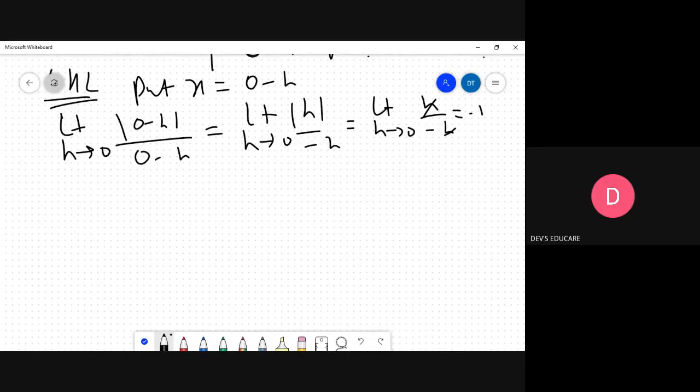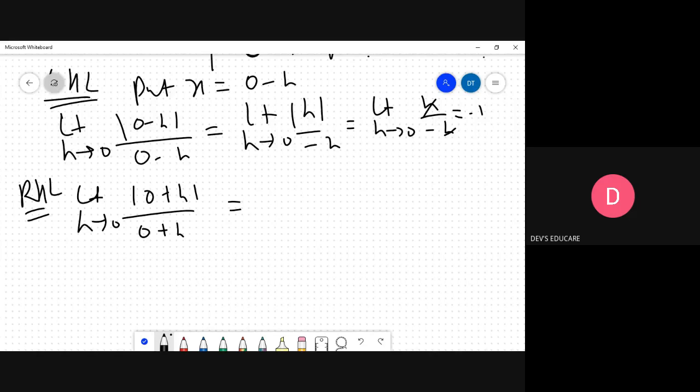And limit h tends to 0, for RHL, 0 plus h upon 0 plus h. So this is limit h tends to 0, h upon h, which tends to 1. So LHL is not equal to RHL.